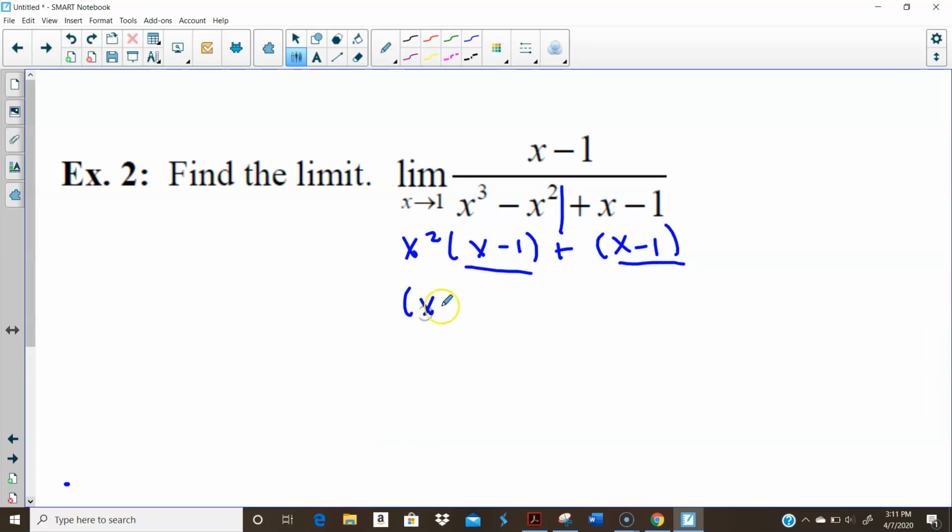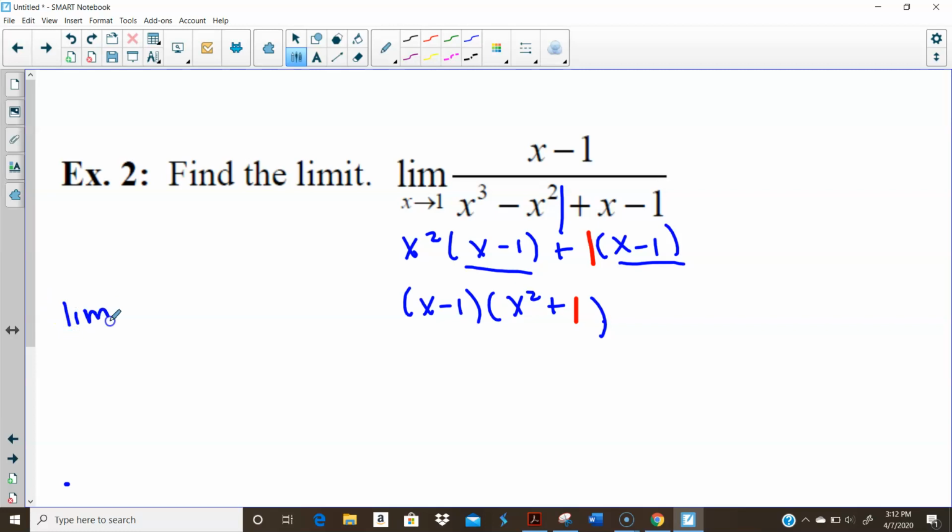So x subtract 1 will factor out, and I'm left with x squared plus 1, and there is a 1 placeholder here, so you do have to put plus 1, just so you know. All right, so that's the denominator factor. So let's come back and do the limit.